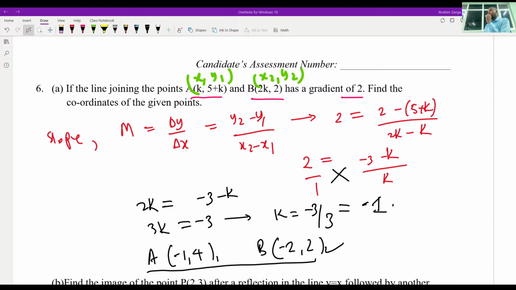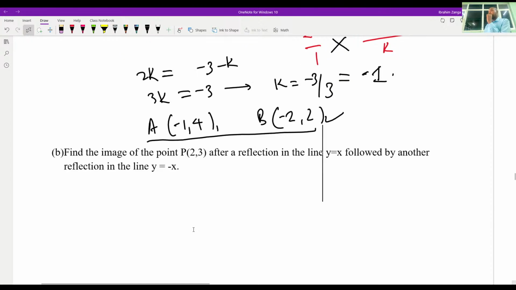We go to question number 6b, the last question in this session, and here is the solution once again. Find the image of the point 2, 3 after reflection in the line y equals x, followed by another reflection in the line y equals minus x.